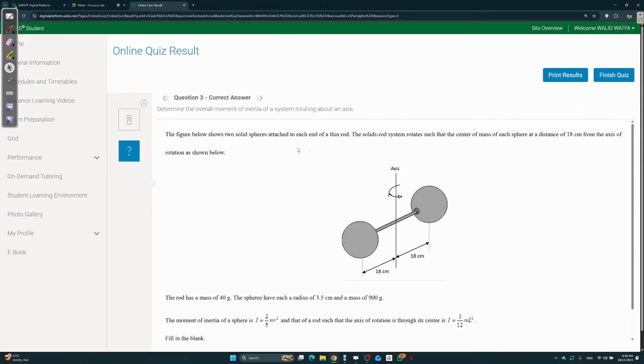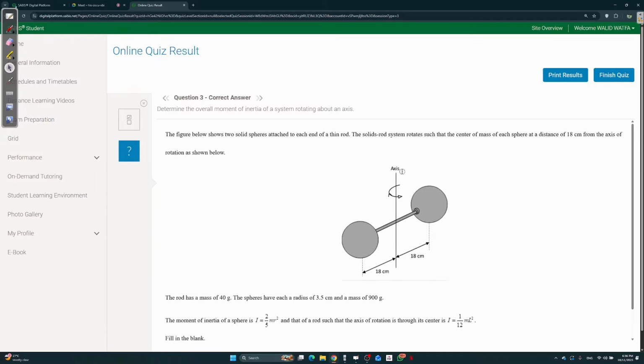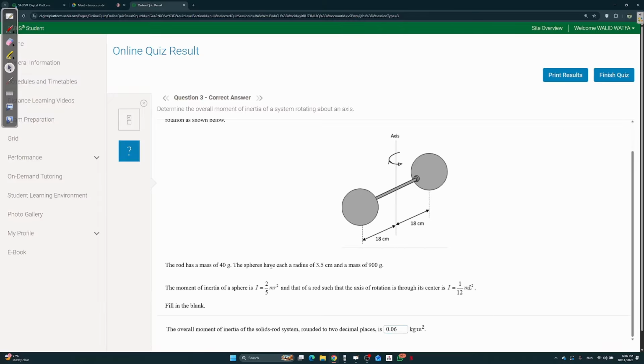The figure below shows two solid spheres attached to thin ends of a rod. The system rotates such that the center of mass of each sphere is at a distance of 18 centimeters from the axis of rotation below. The rod has a mass of 40 grams, and the spheres each have a radius of 3.5 centimeters and a mass of 900 grams.